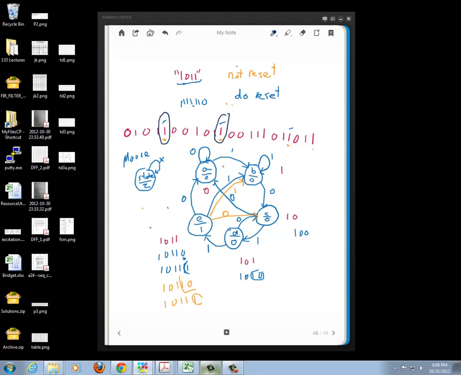So you can test your circuit by creating a random string of bits and knowing where you should be getting the detections and testing out if indeed you do with the circuit you draw, or rather the state diagram that you drew.